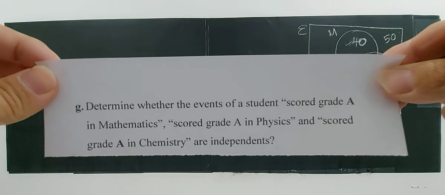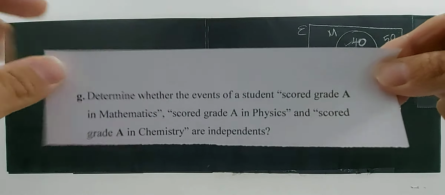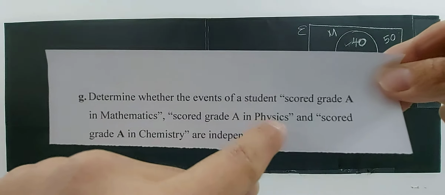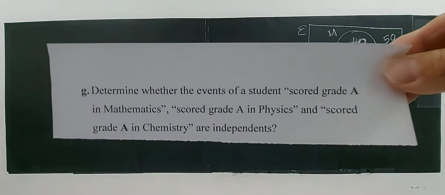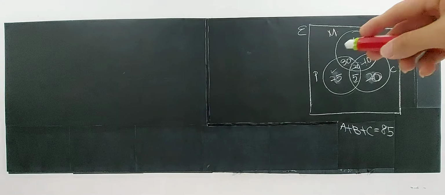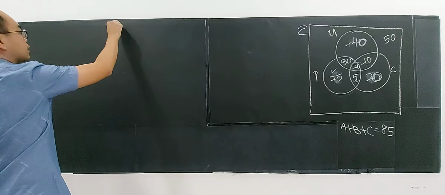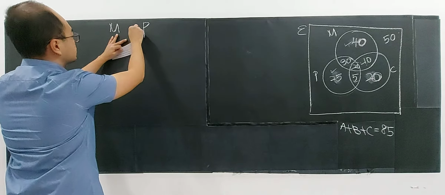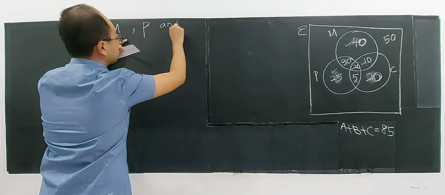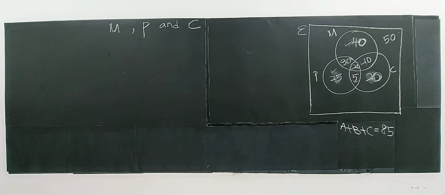Determine whether the events of a student scoring grade A in mathematics, scoring grade A in physics, and scoring grade A in chemistry are independent or not. The meaning here is that they want us to determine whether the events of mathematics, physics, and chemistry are independent. So we have to use the multiplication law of independent events.